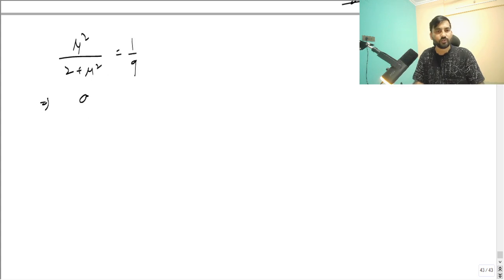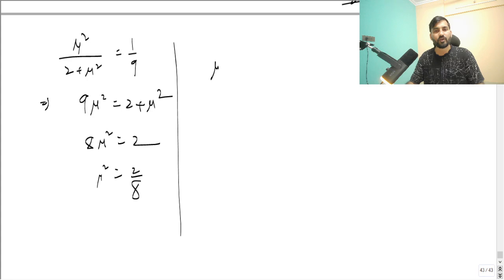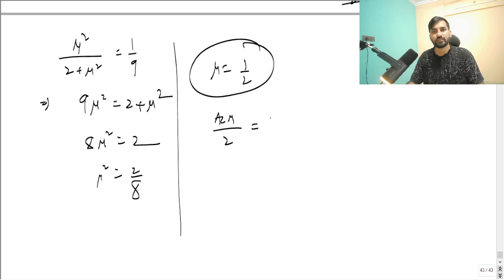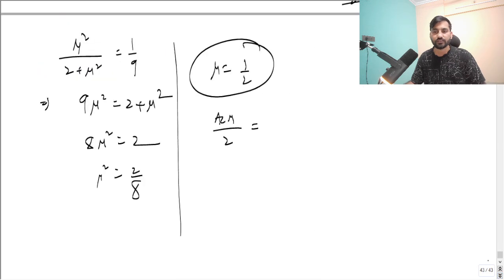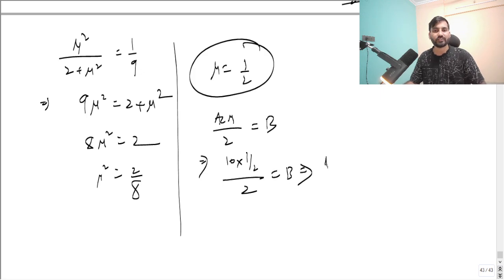So again, you could just cross multiply. So 9 mu square equal to 2 plus mu square. Okay, so you just get here 8 mu square equal to 2. So mu square is going to be 2 by 8. Okay, so from here you can say mu is going to be 1 by 2. So Ac mu by 2 is nothing but this, B. So Ac, you know, is 10, so 10 into 1 by 2 by 2, which is B. So from here you can compute 10 by 4, which is 5 by 2, which is 2.5.